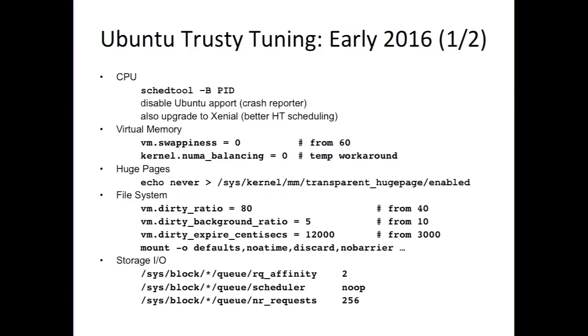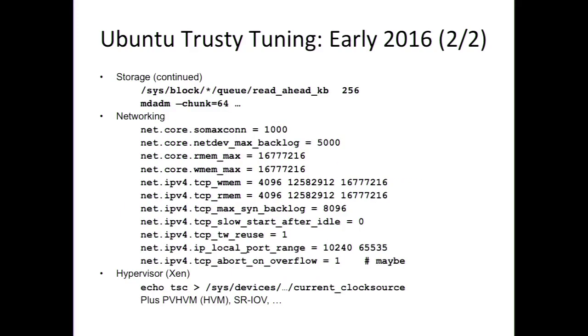Various tuning for the file system, storage I/O, and I'll post these slides, networking. And since we're running as EC2 guests, we do encounter some interesting issues. So this is Xen guests, including we've had issues with the clock source that the kernel uses.